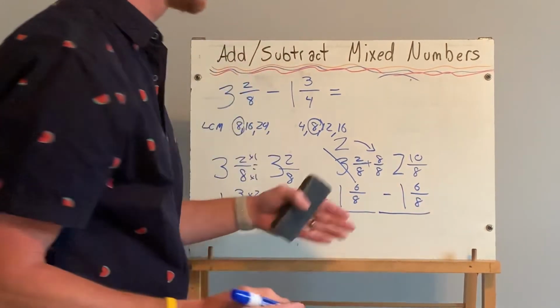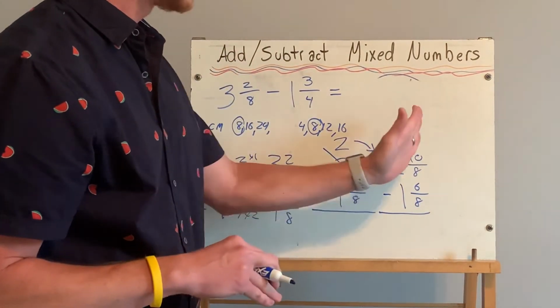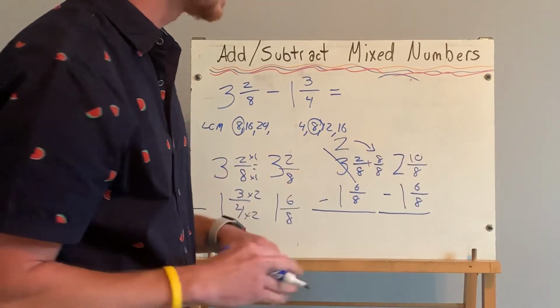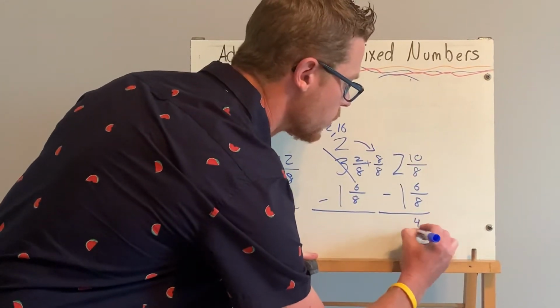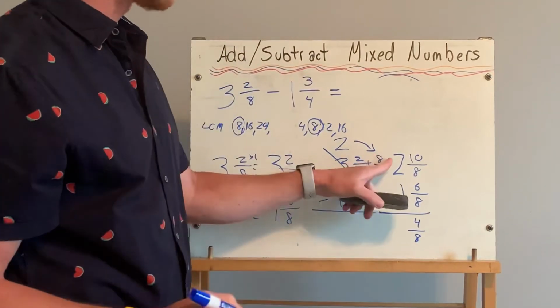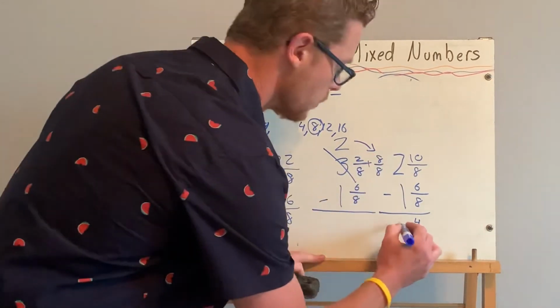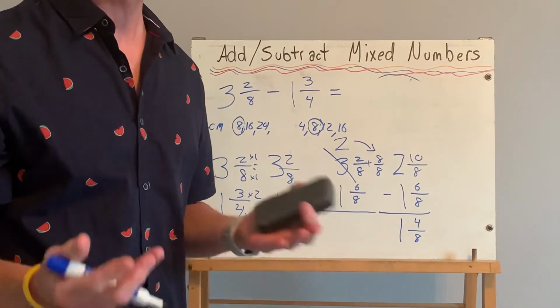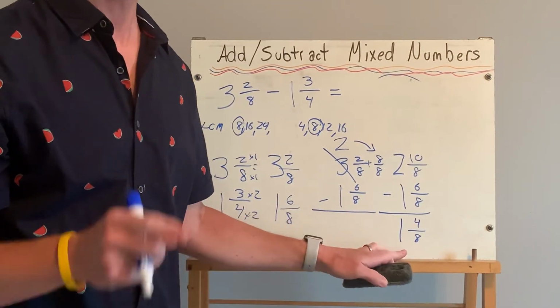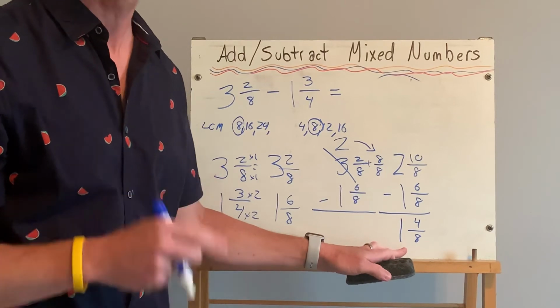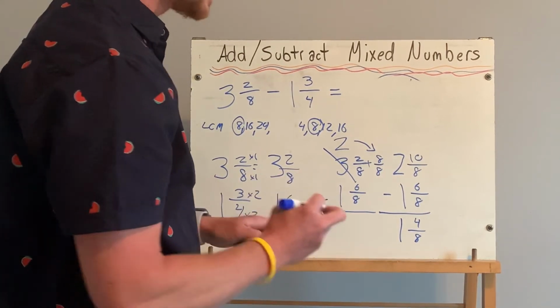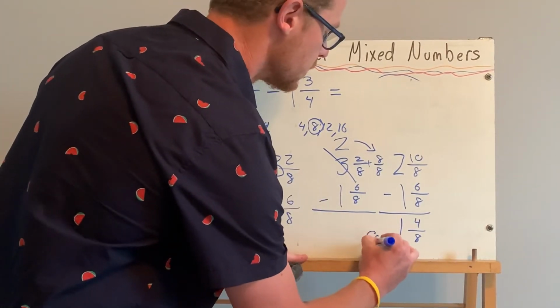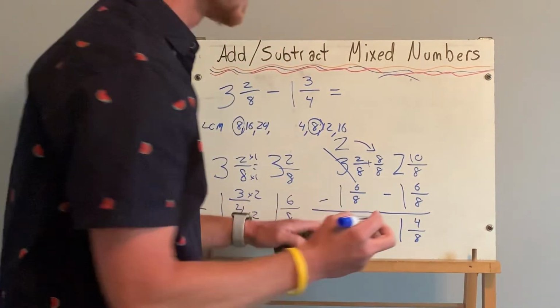We are subtracting. So now let's see if we can subtract. Fractions 10/8 minus 6/8. Well, that's easy. We know that is 4/8. And whole numbers 2 minus 1, well, that is 1. Now we have 1 and 4/8 as our answer, which is true. We got to think to ourselves, can we simplify? Yes, we can. So our greatest common factor of 4 and 8 is 4.